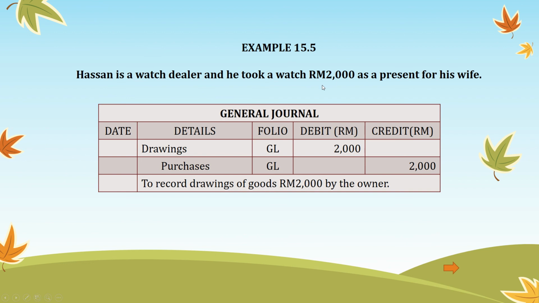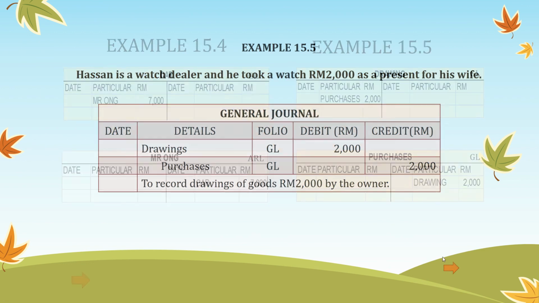and he took a watch worth 2,000 ringgit as a present for his wife. Therefore, you need to record this transaction in general journal, because this is the record for drawing of goods by the owner, amounting to 2,000 ringgit. So equity will be debited because equity decreased due to the drawing, and then the purchases account will be credited with 2,000 ringgit. Both are in general ledger.